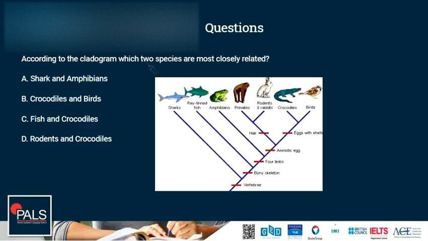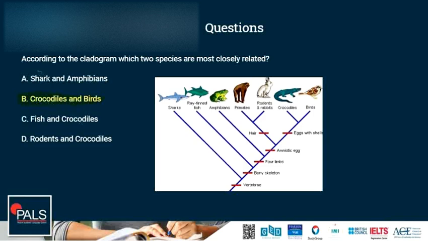According to the cladogram, which two species are most closely related? Sharks and amphibians, crocodiles and birds, fish and crocodiles, rodents and crocodiles. Have a quick think. The answer comes now. You can pause the video. The correct answer is crocodiles and birds. B.